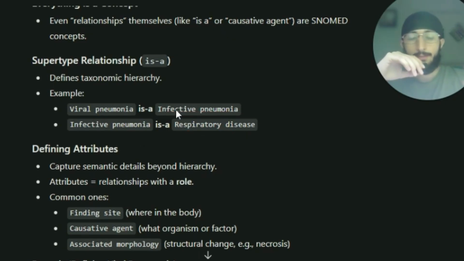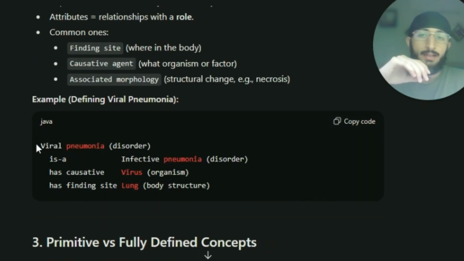Now an example, defining viral pneumonia. So let me show you. Viral pneumonia disorder is a infective pneumonia disorder, has causative agent virus organism, has finding site lung body structure.